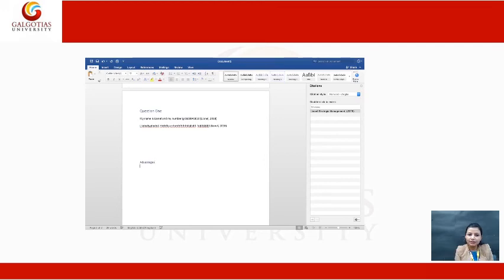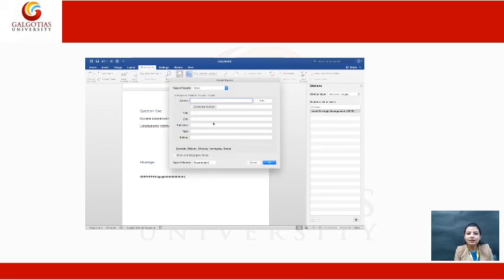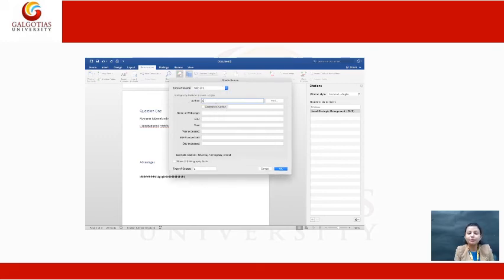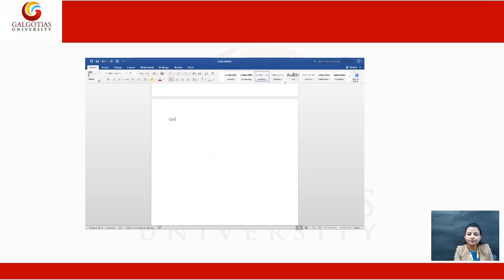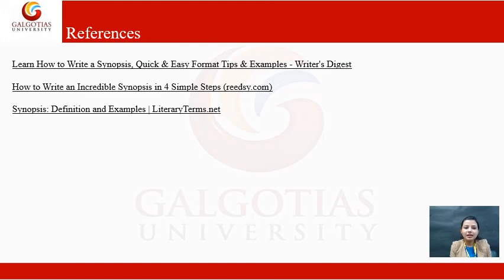For example, you have just written one sentence, one intro and all. Then you have to go to the references, then insert citation. Then after that you change the book into other things like book chapter, PDF, or URL, and after that fill in all the details, then reference that thing. So these are the references of this lecture.